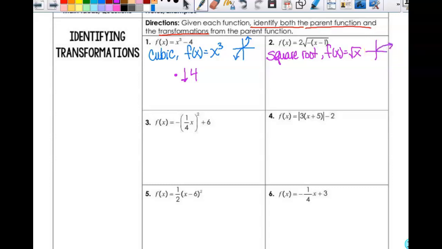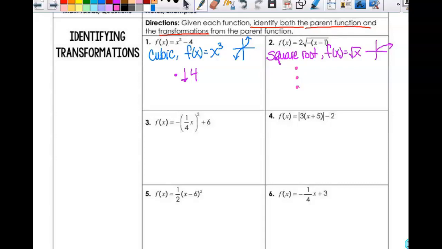All right. So then I'm going to make a little bullet list. I have a 2 here. I have a negative sign. And I have a -1. So there's 3 things. If you do that, then hopefully you won't forget one of them. And don't jump around. Go from left to right. The more consistent you are, the better.